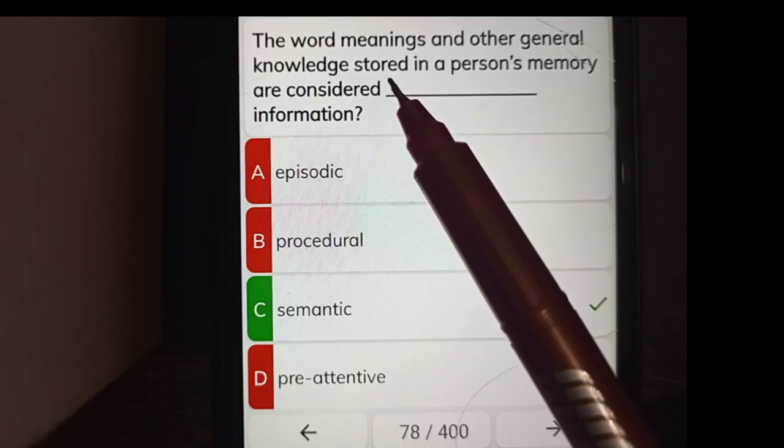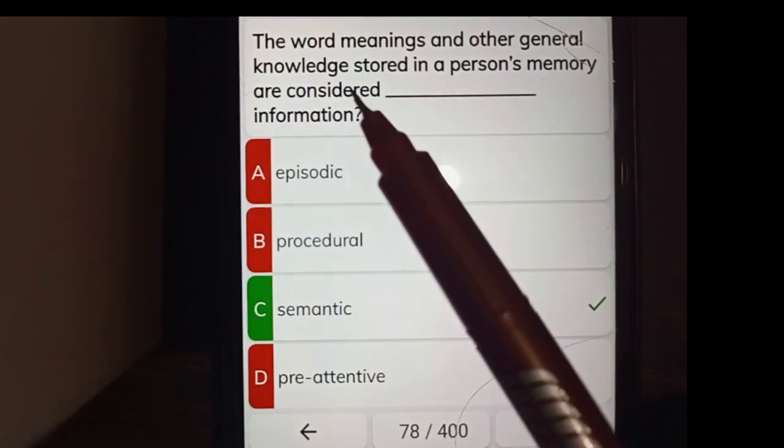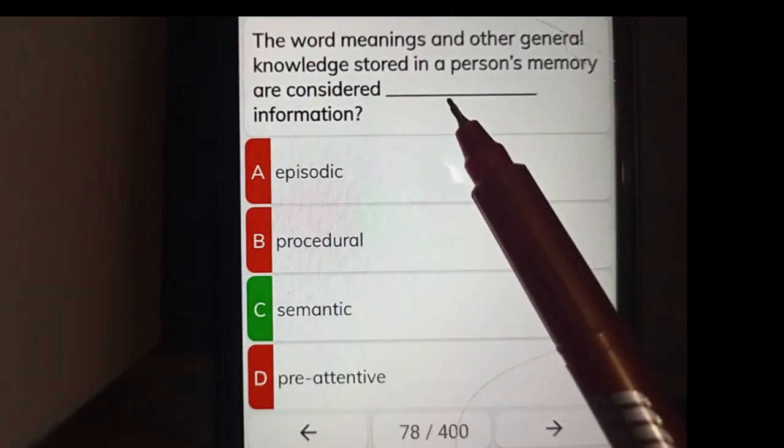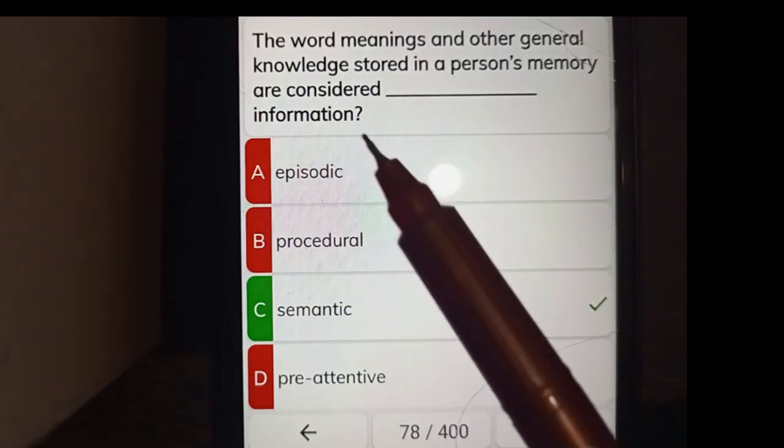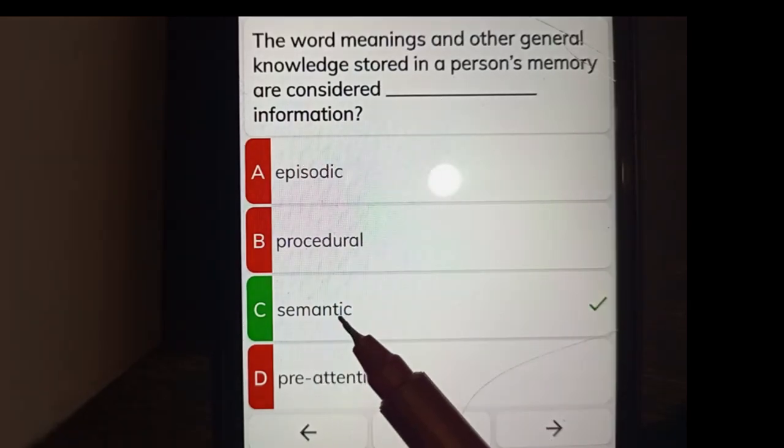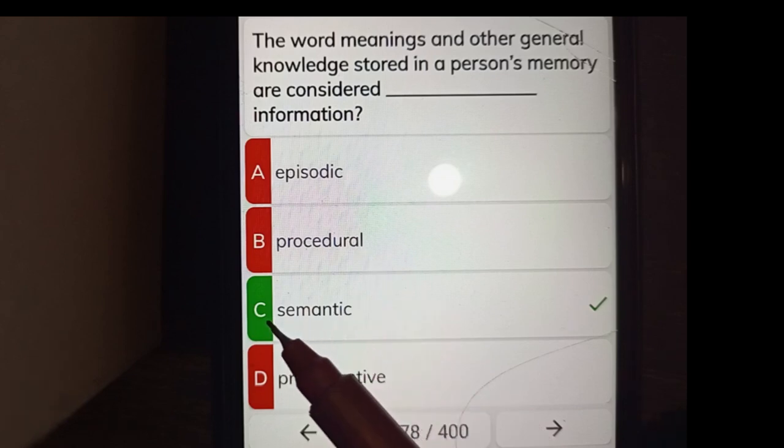The word meanings and other general knowledge stored in a person's memory are considered dash information. Semantic information. The C answer is correct.